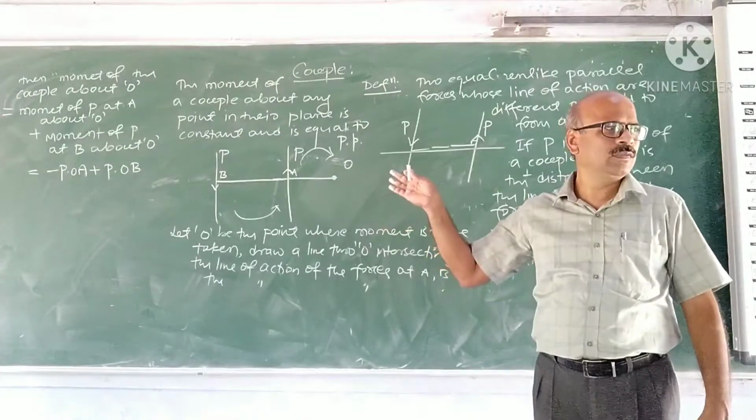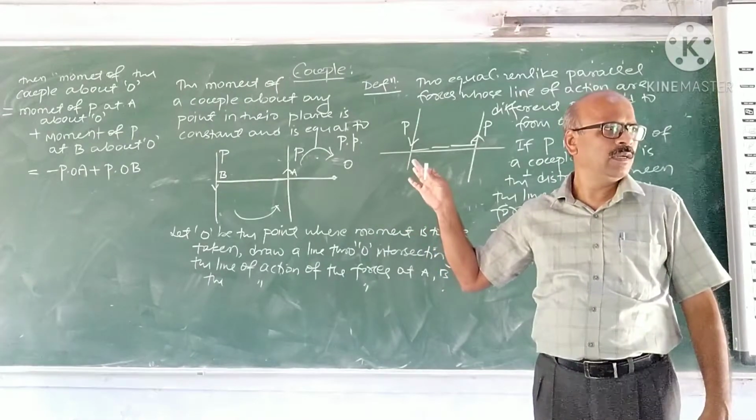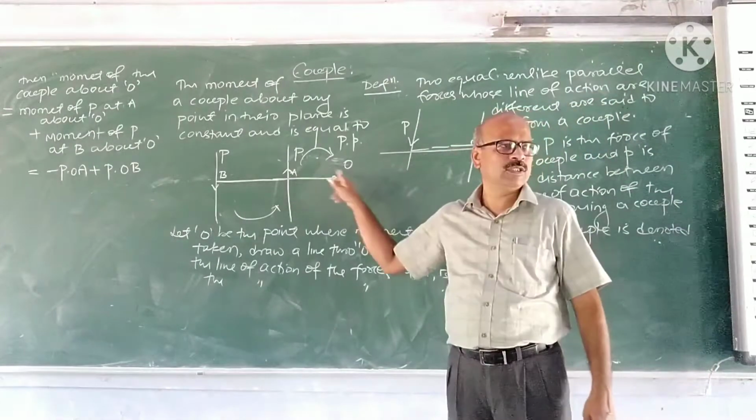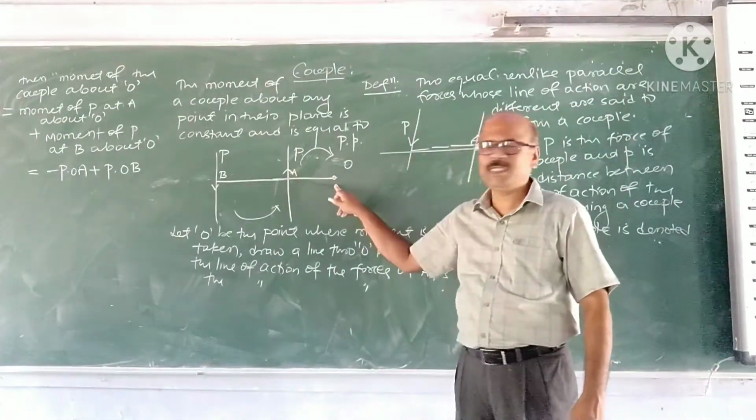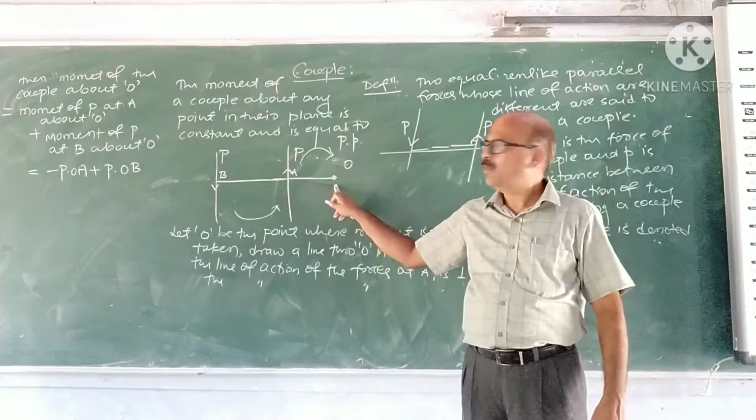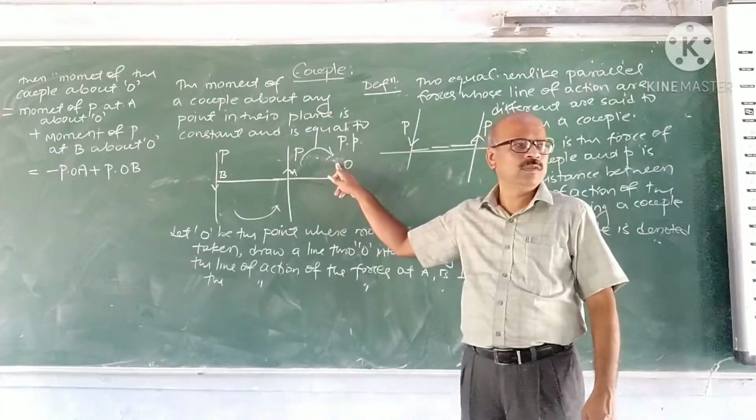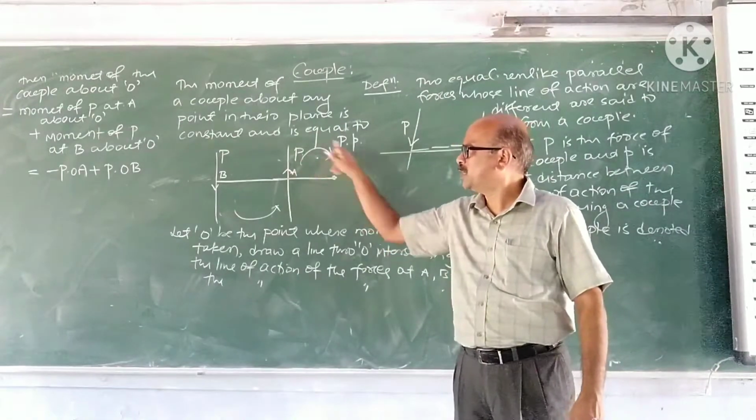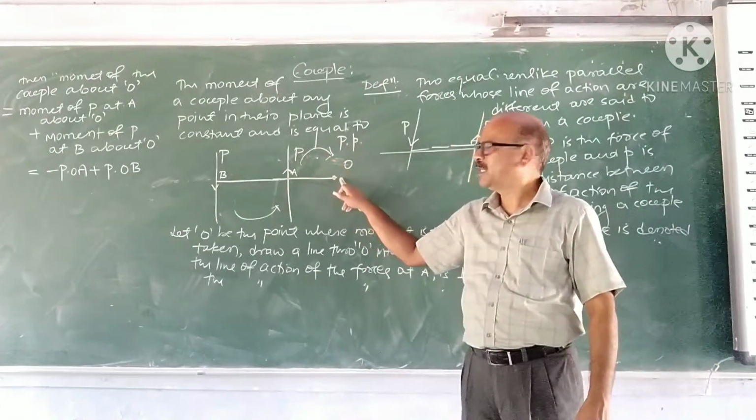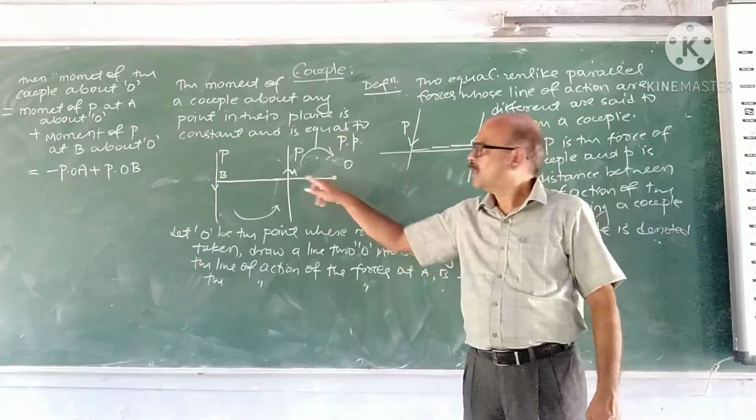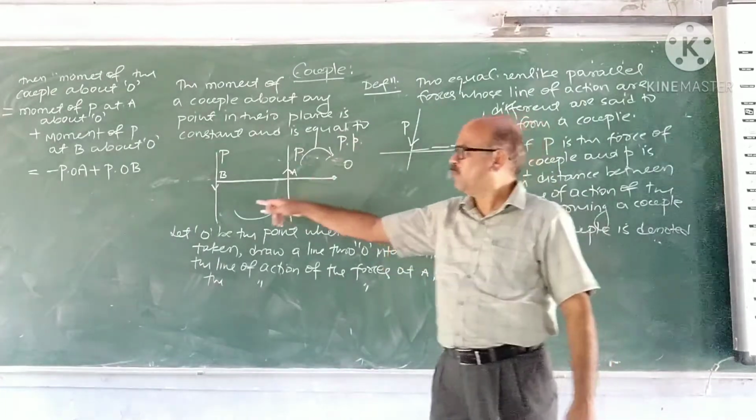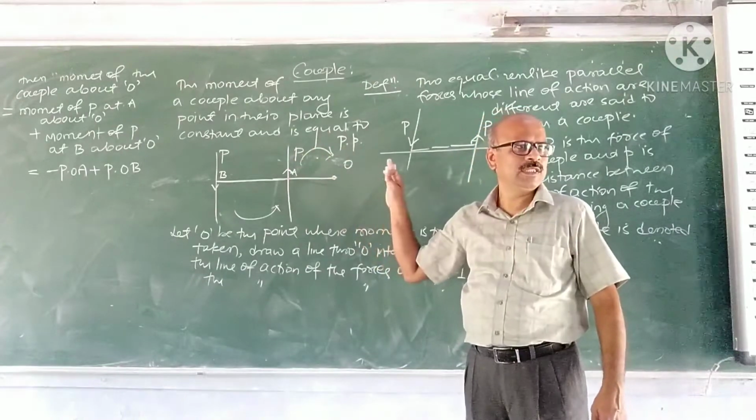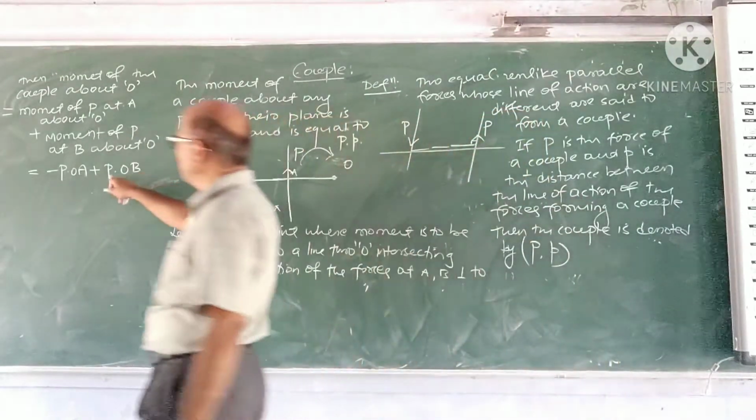You can understand this now. What is the moment of the force, Shravan? Force into perpendicular distance. Force is P, perpendicular distance is OA. But the moment is negative. Why is it negative? Because the effect of this force about O is that it rotates the object at O in the clockwise direction. But the other force P rotates about O in the anti-clockwise direction. So this is positive, that is negative.